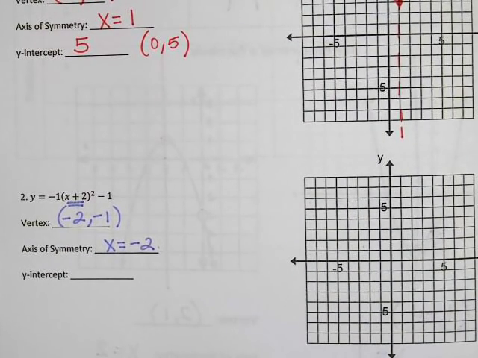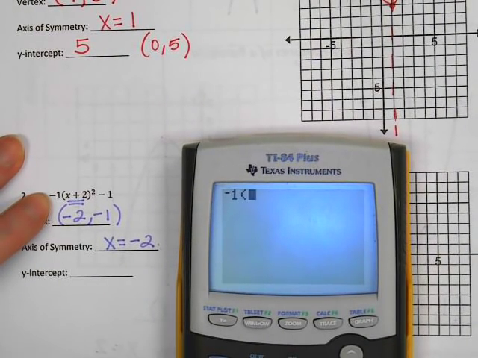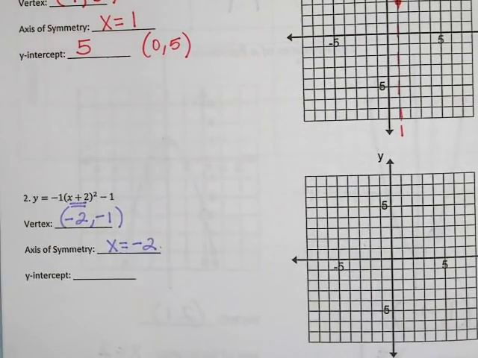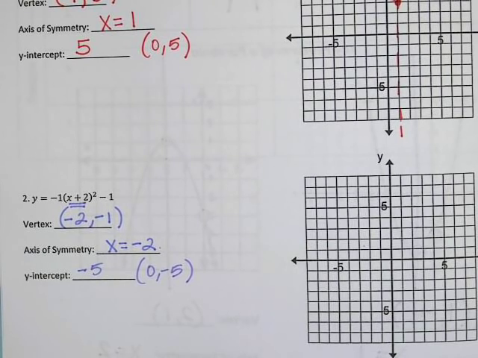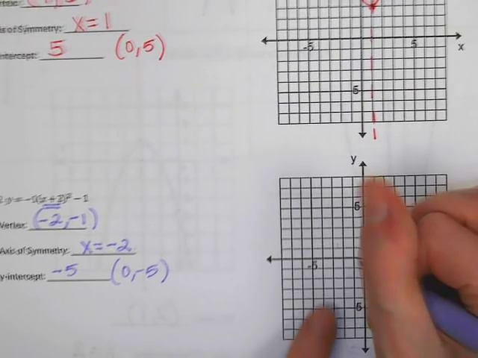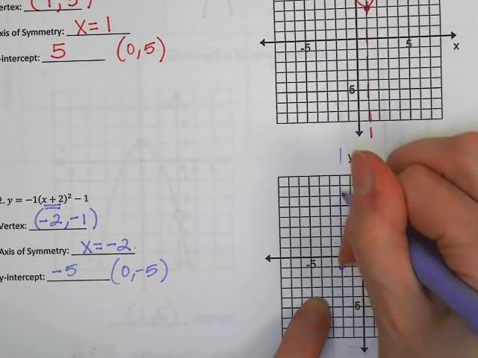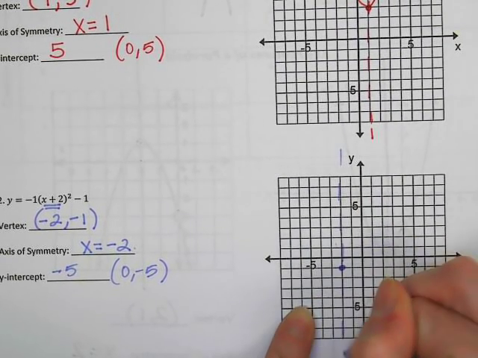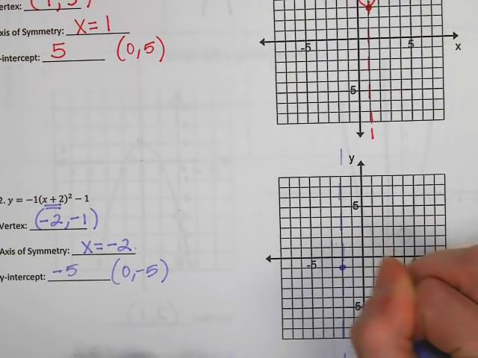And the y-intercept, we plug in 0. So it's -1 times (0 plus 2) squared minus 1. And I got -5. And if you want to write it as an ordered pair, it's (0, -5). All right, let's graph this parabola. We've got a vertex at (-2, -1). We've got the line of symmetry cutting that down the middle. The y-intercept is at (0, -5).